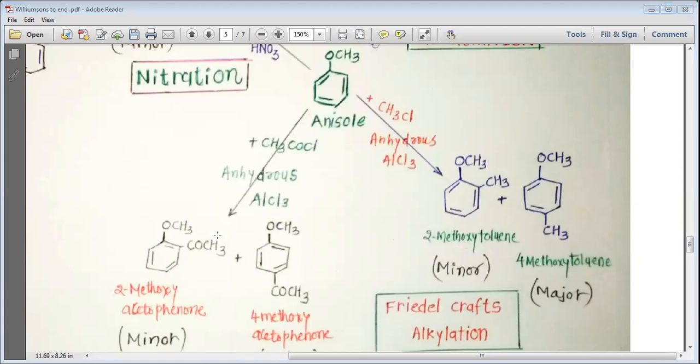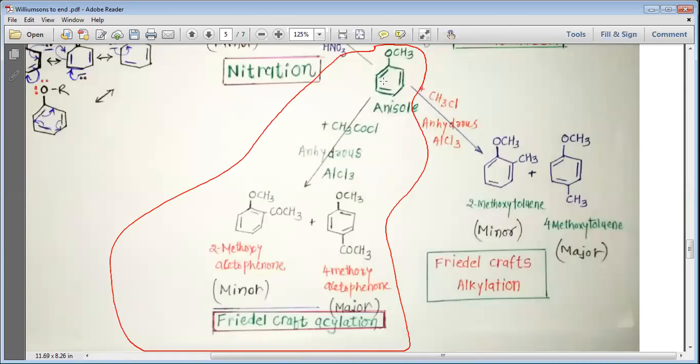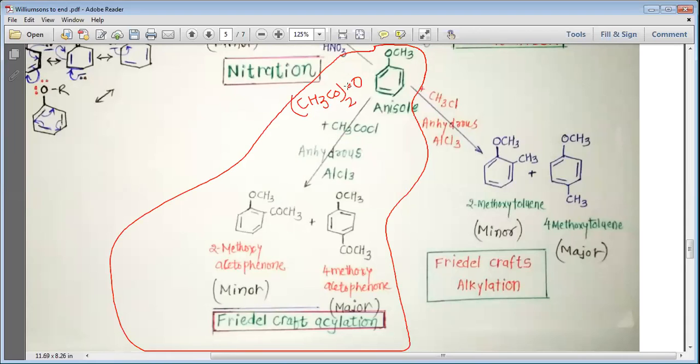Now, we are going to study the Friedel-Crafts acylation. The CH3CO group is known as the acyl group. You can see here the Friedel-Crafts acylation reaction. Anisole reacts with CH3COCl, and it can also be allowed to react with acetic anhydride, (CH3CO)2O. This way, the acyl group, CH3CO, is bonded to the benzene ring.